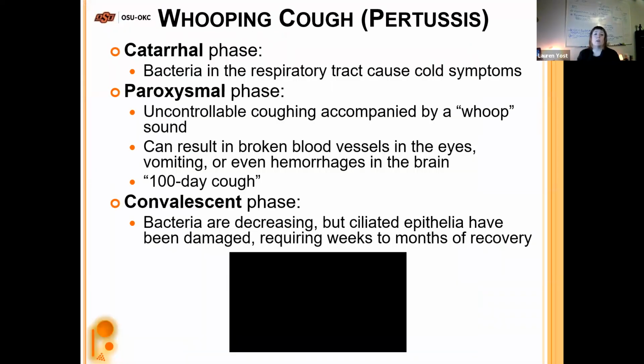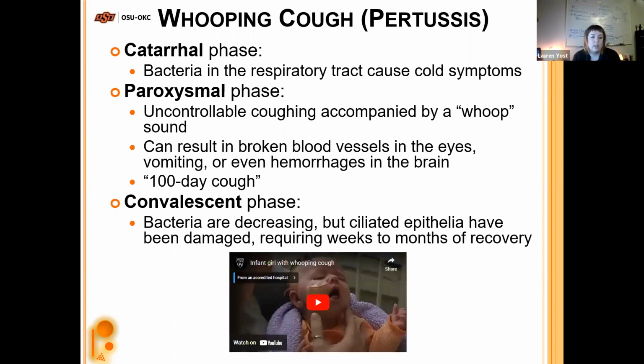Next is whooping cough. There are 3 phases associated with whooping cough, which is also known as pertussis. The first phase is the catarrhal phase. This is the respiratory tract infection leading to cold symptoms, just pretty mild. The paroxysmal phase is the uncontrollable coughing, which makes a whoop sound, and that can result in broken blood vessels in the eyes and even vomiting due to that.